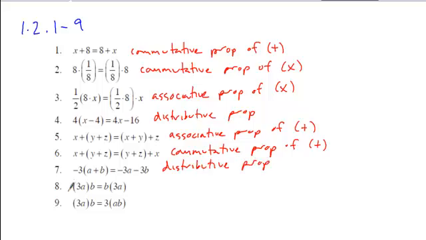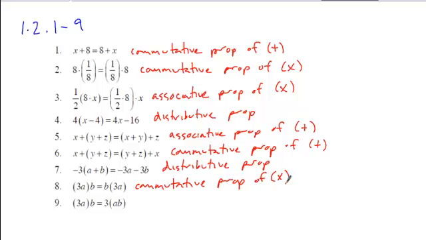In example 8, you have two factors, or you have 3a and b, but the 3a is grouped as one unit, and it's 3a times b and then b times 3a, so the order does change there in those two factor groups. So that's commutative property, and the math operation is you're multiplying.